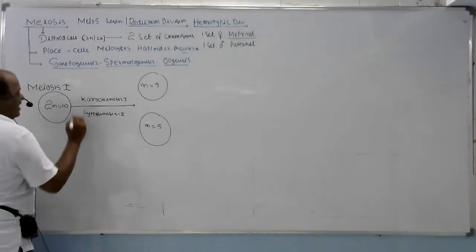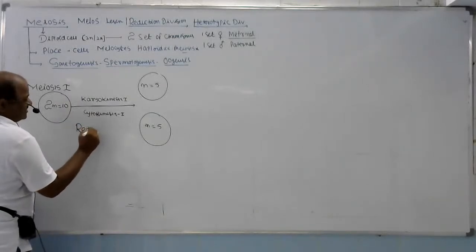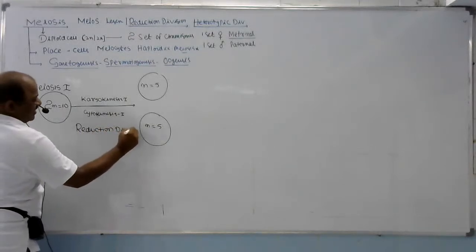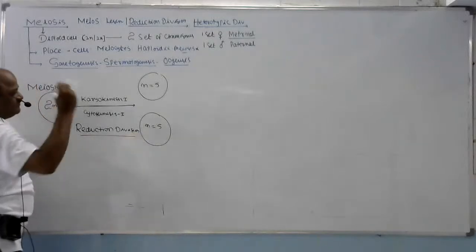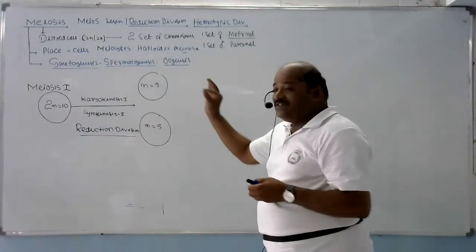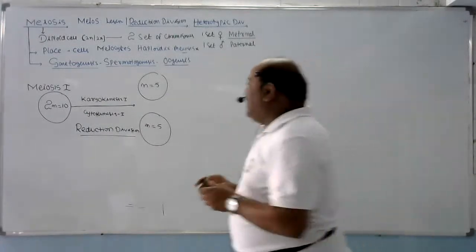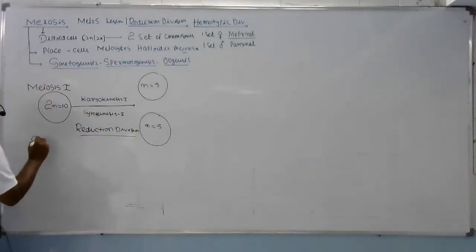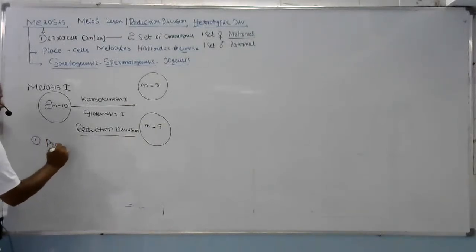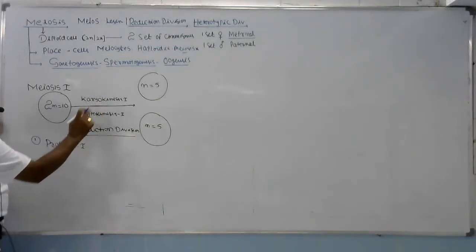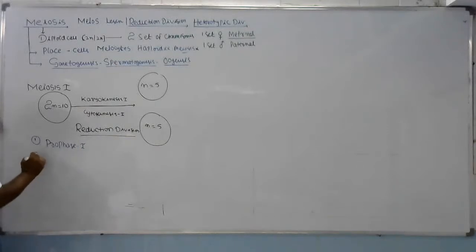This is meiosis 1 first. It is concluded as a reduction division. Meiosis is not yet completed, only meiosis 1 is complete. Like in the karyokinesis of the mitosis process, where we discussed prophase, in the division of the nucleus prophase 1 is present.